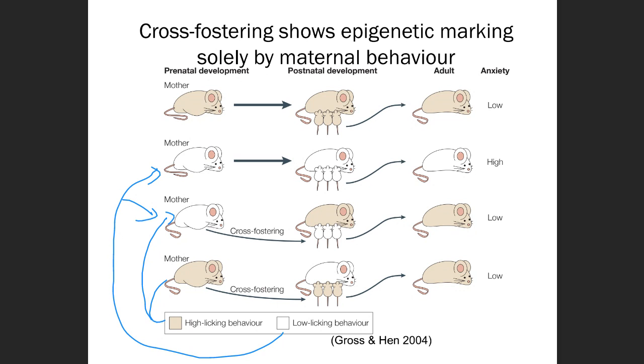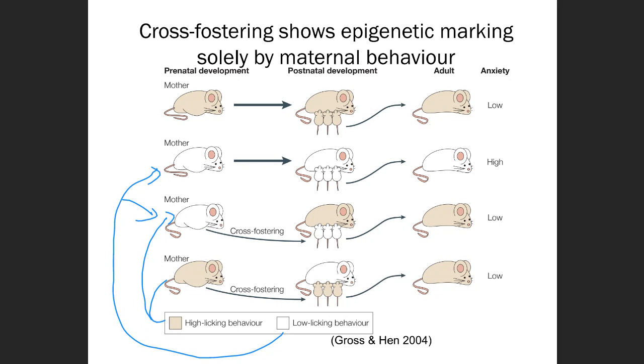You cross-foster their litters. So you let some moms keep their own pups. If you are a high licker and groomer, then your pups will also, as adults, be low anxiety and high licking and grooming as moms. If you are a low licker and groomer, then your pups will have high anxiety, high neophobia, and will also perform less licking and grooming.